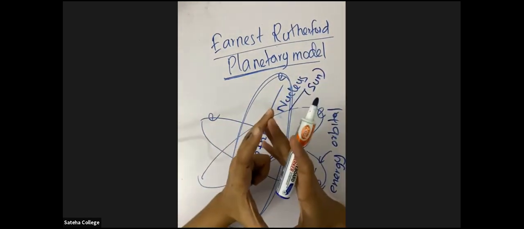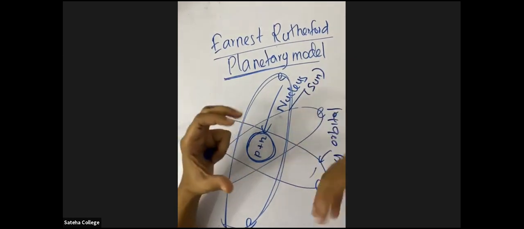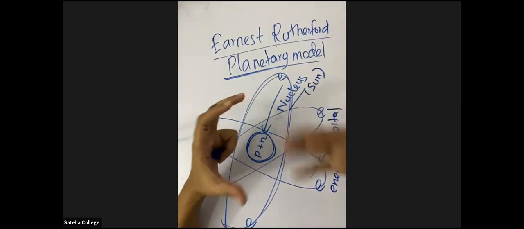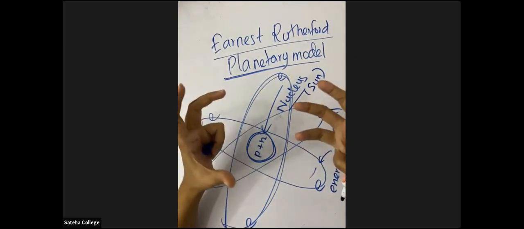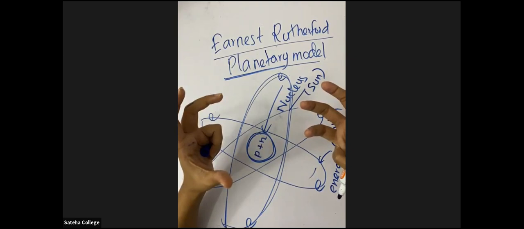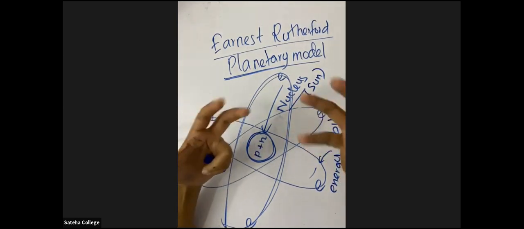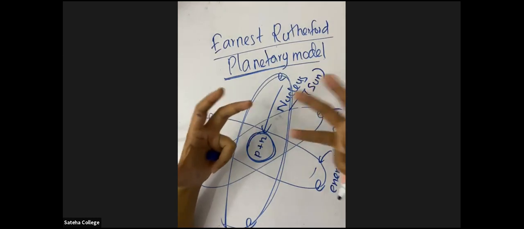Then J.J. Thomson, he was a scientist. He introduced a model for an atomic model. What was the name given for the model introduced by J.J. Thomson? Very good. Think of the pudding your mother makes. Plum pudding model.